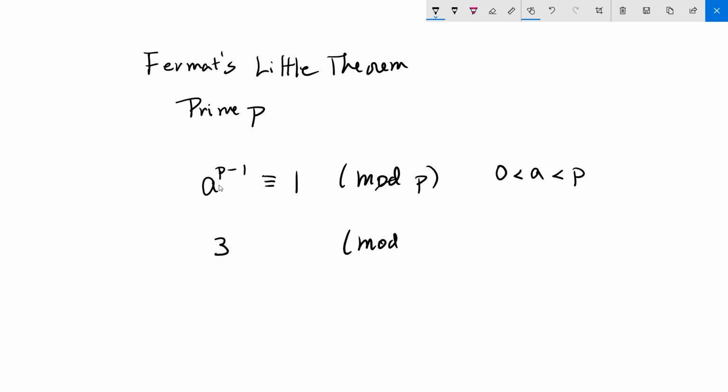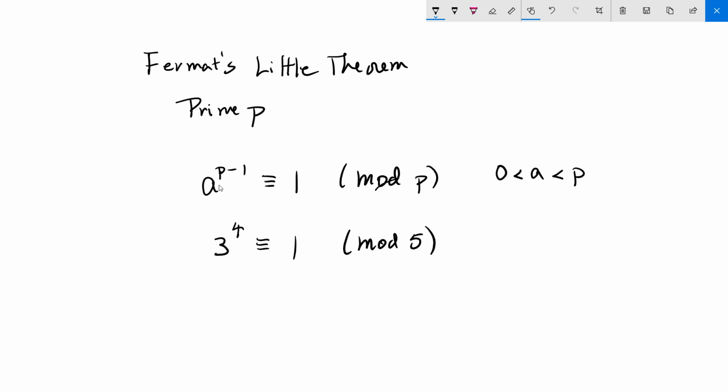So if we let p be 5 and we let a be 3, what's the theorem saying about 3 and 5 in this case? It says that 3 to the 4th should be equivalent to 1 mod 5. Okay, 3 to the 4th is 81, and 81 mod 5 is 1. So that holds. The theorem predicts that it'll hold, and it does hold.